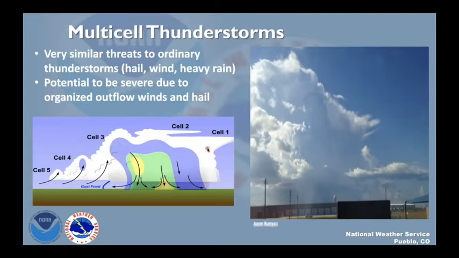There are different phases. Cell 1 is considered the dissipating phase. Cell 2 is the mature stage, and these cells are in their building phases. Generally speaking, you're not going to see that many hazards in the dissipating stage, but this cell 2, which is in its mature stage, you can see some strong winds, hail, etc., located in this area right here.